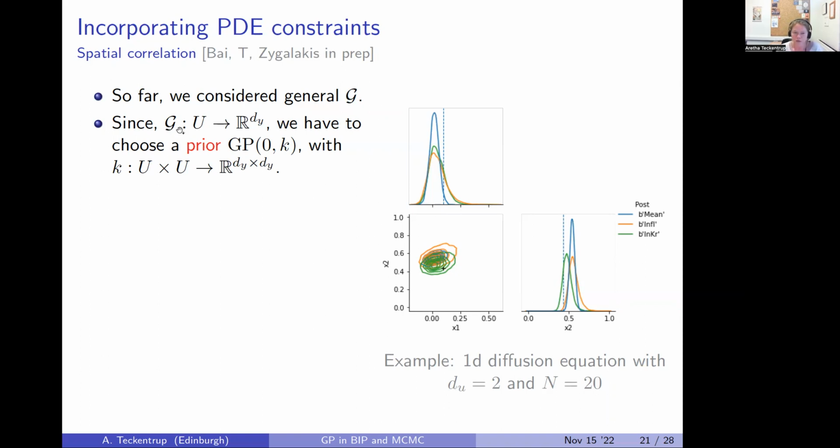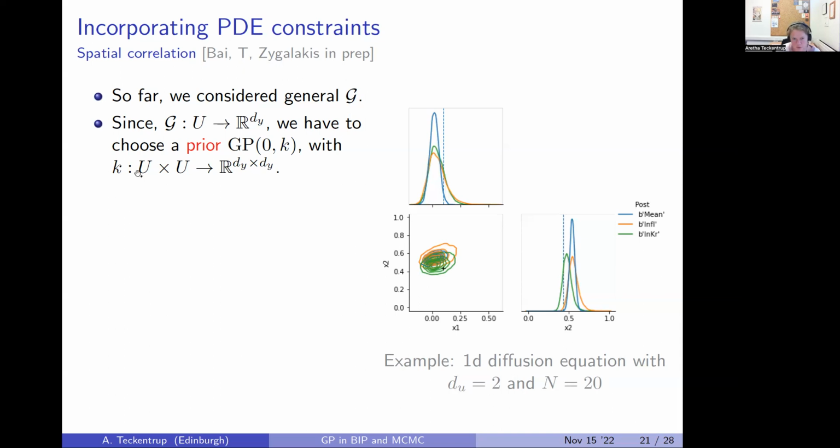Because our observation operator G is vector valued, you would typically have more than one observation. So Y is more than one dimensional, and this is a vector valued function. And so when you choose a prior on G, you have to choose a matrix valued covariance kernel.